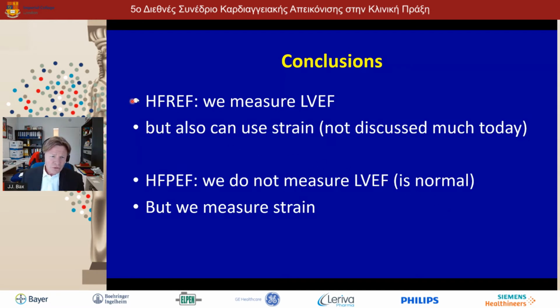We used to focus on heart failure with reduced ejection fraction. We measure an ejection fraction, but can also use strain. We didn't discuss much about this today. But the HFpEF situation is what we start to see more and more. That's why I gave you all these examples. We cannot measure ejection fraction because it's normal, but we measure left ventricular strain, and you start to see that going down.